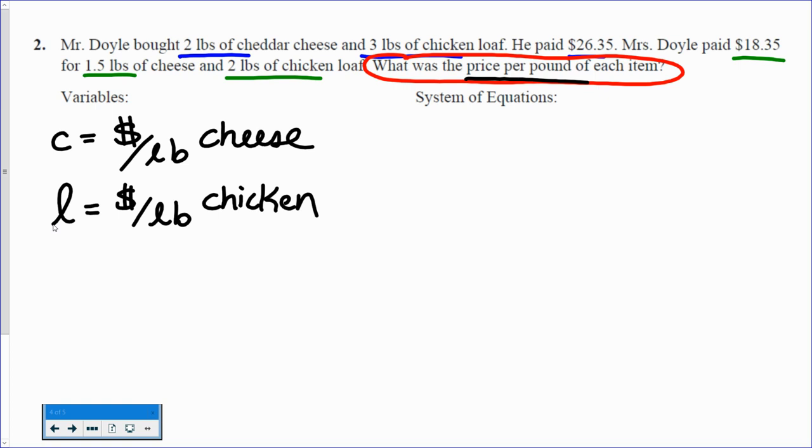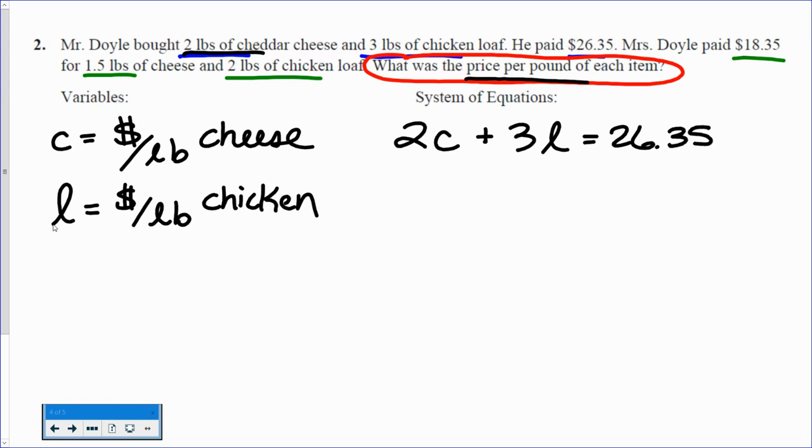So I have 2 situations happening. I have Mr. Doyle who purchased some stuff, and I've got Mrs. Doyle who purchased some stuff. And so Mr. Doyle is going to be in one equation, and Mrs. Doyle will be in the other equation. Okay, so these equations will have, since they both have cheese and chicken loaf in their situations. So I've got Mr. Doyle bought 2 pounds of the cheddar cheese, plus he also bought 3 pounds of the chicken loaf, and he paid $26.35.